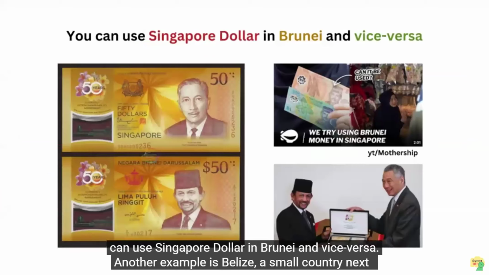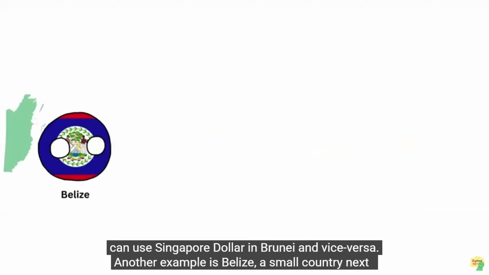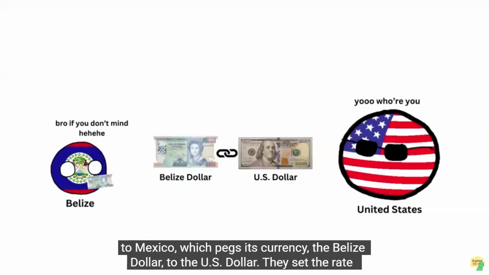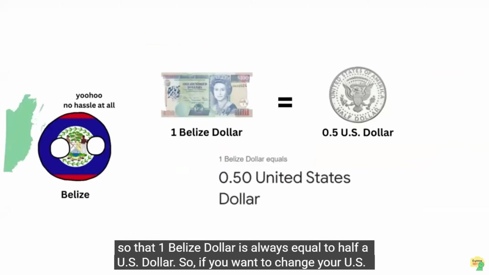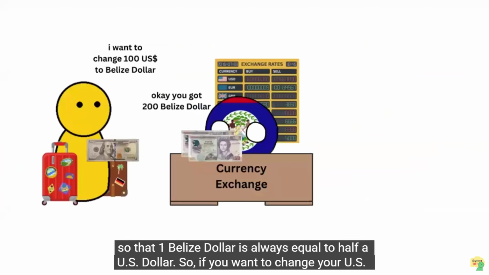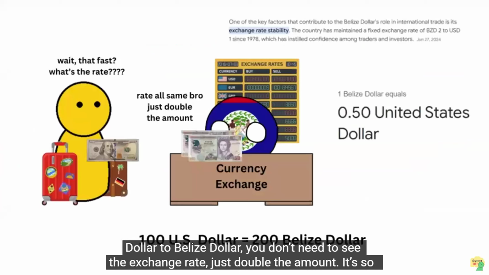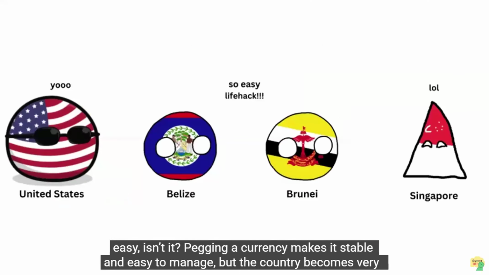and vice versa. Another example is Belize, a small country next to Mexico, which pegs its currency, the Belize dollar, to the US dollar. They set the rate so that one Belize dollar is always equal to half a US dollar. So if you want to change your US dollars to Belize dollars, you don't need to check the exchange rate, just double the amount. It's so easy, isn't it?